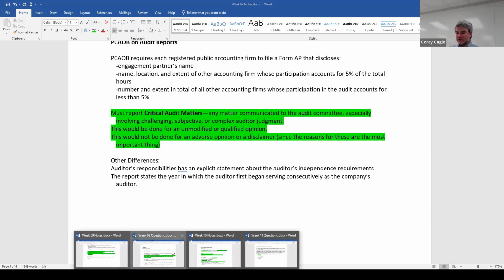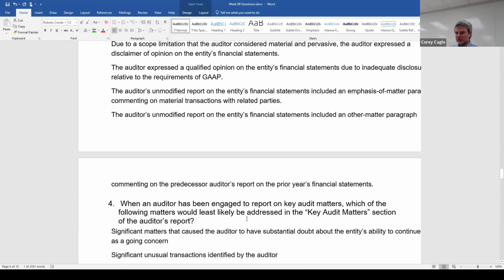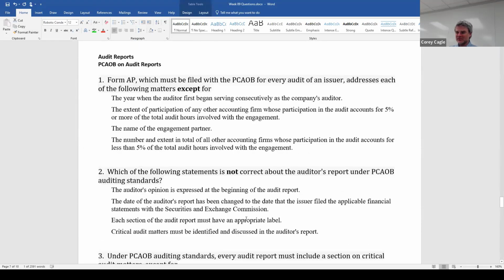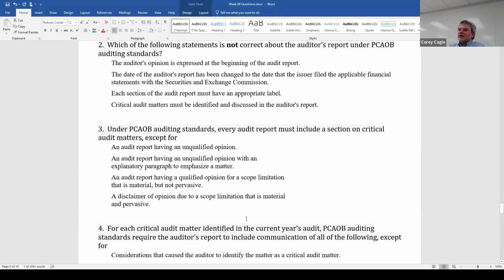Number 3 in this one, I thought was kind of similar to number 3 in the one we just did because it's kind of the same topic, right? Under PCAOB auditing standards, every audit report must include a section on critical audit matters except for, and we just said it, but you know, here is an audit report having an unqualified with an explanatory paragraph, qualified for scope limitations. So we said unqualified or qualified's fine. Disclaimer, don't, right? Adverse, don't. That's pretty easy.